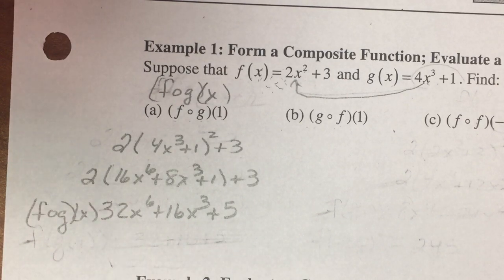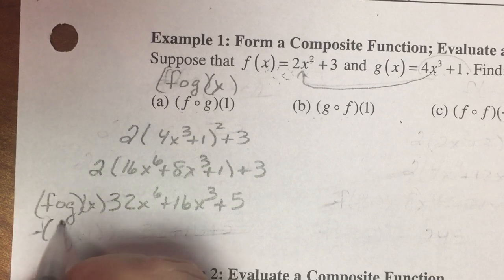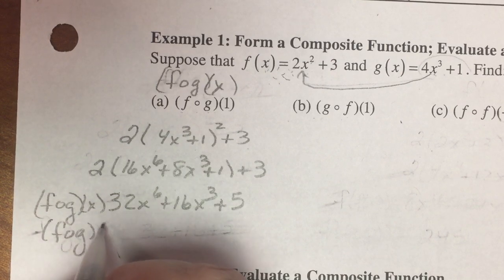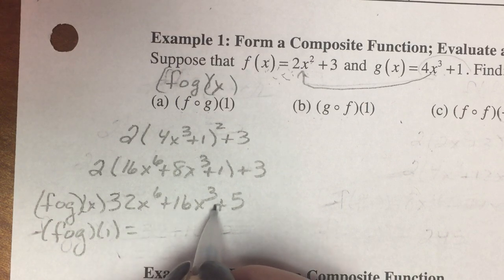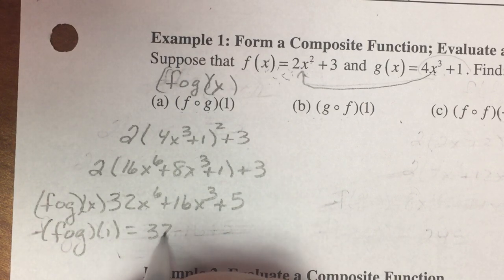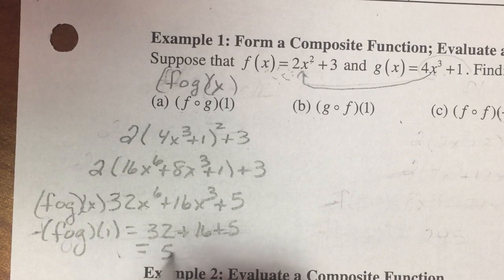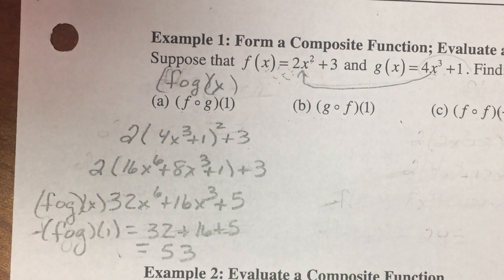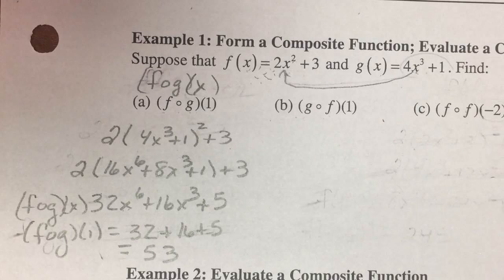Now if I just want to find F of G of 1, I would simply take a 1 and plug it into here. So if I take a 1 and plug it into there, I'm going to end up with 32 plus 16 plus 5. When you add those all together, you're going to get 53. So that's the long way of doing it.